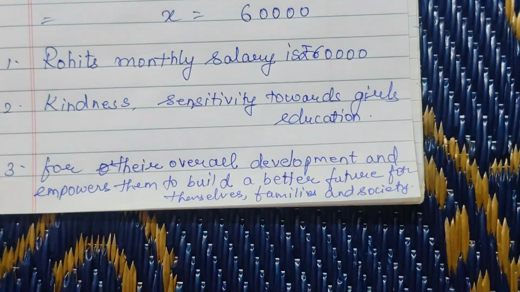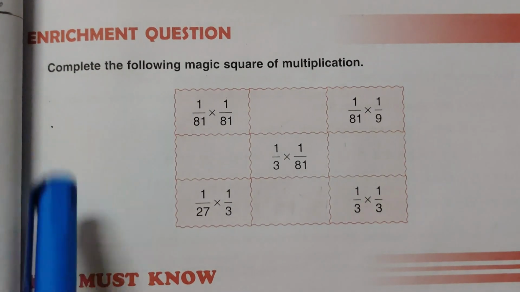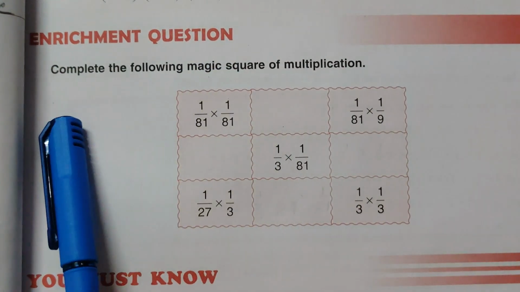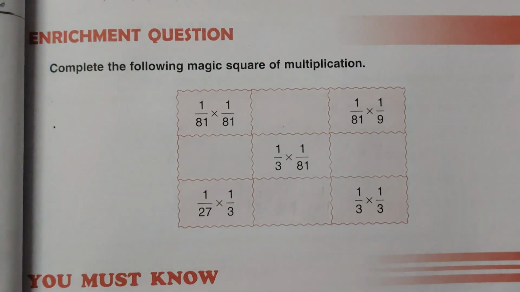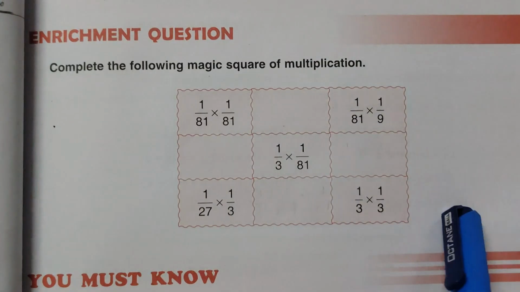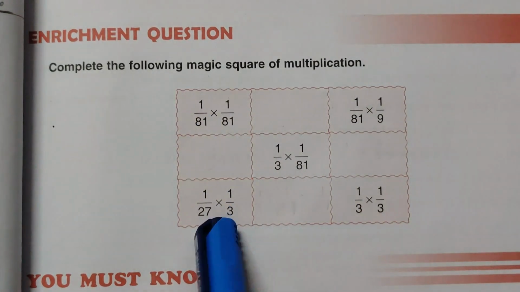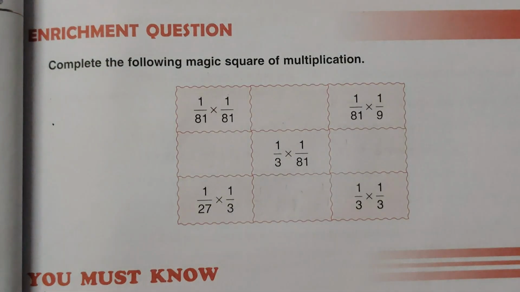So in this way we have completed the value based question of chapter 2. Now we are going to start the enrichment question of chapter 2. Complete the following magic square of multiplication. So here is a box. We can see the rows and columns, and some are filled and some are blank space. So we have to fill in this blank space.